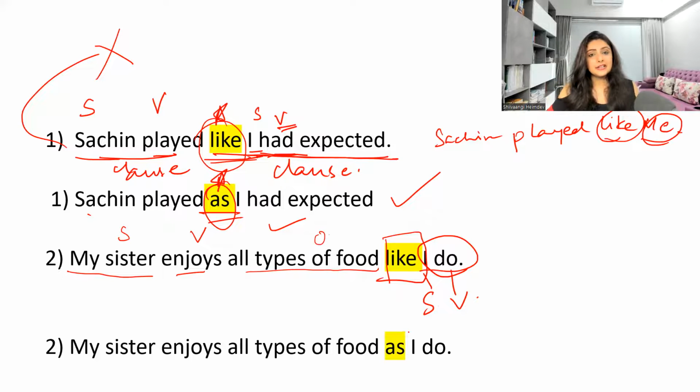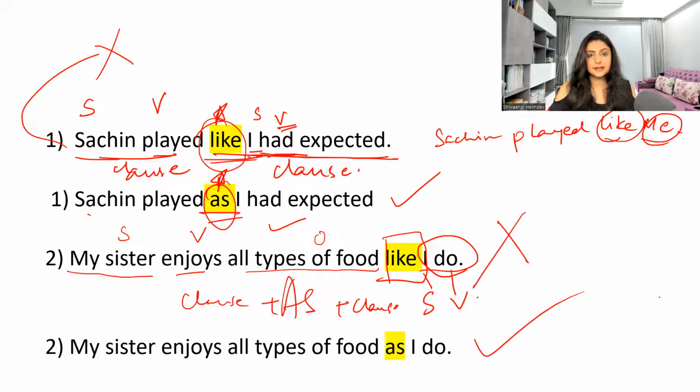Okay, so which one is correct? You should know by now. Because two clauses are being joined. Two clauses are being joined over here. I will make use of "as" and not "like". So this one is incorrect. This one is correct. Okay, two clauses are being joined.